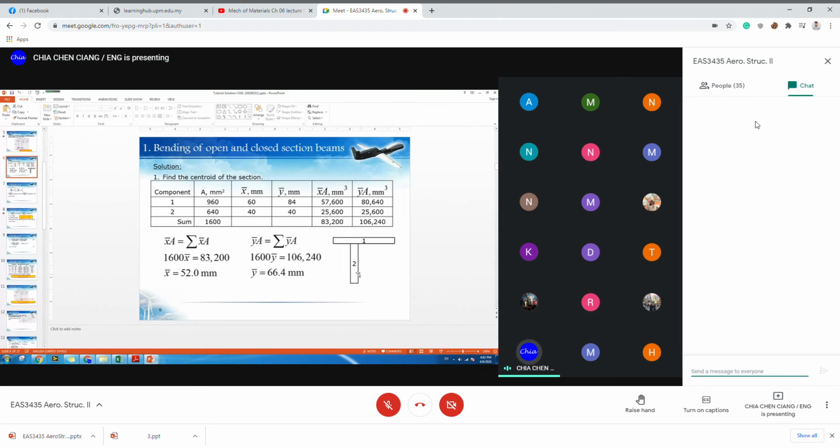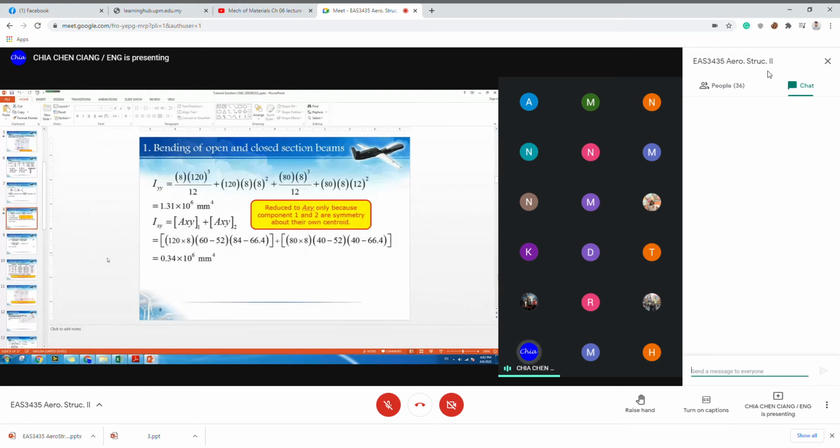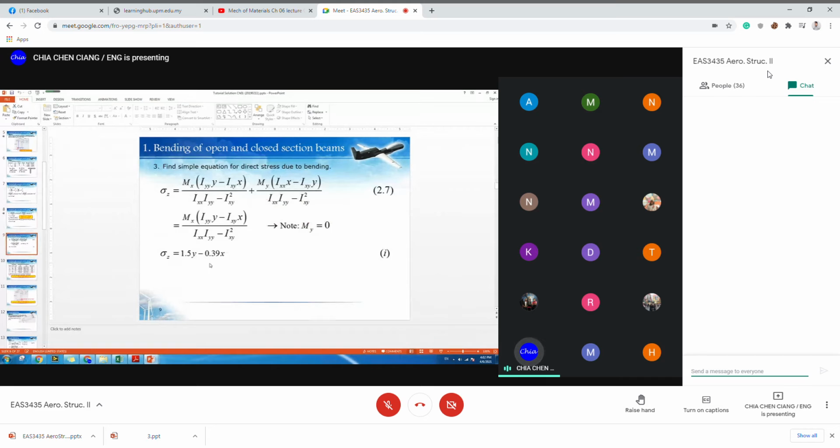Is Z. Whatever we have for this beam is X and Y plane, but the stress is in Z direction. Okay, so that's why we have sigma Z given by this short equation. Using this equation, you see we have X and Y. As I mentioned previously, X and Y refer to the displacement of a point from the centroid of the section.